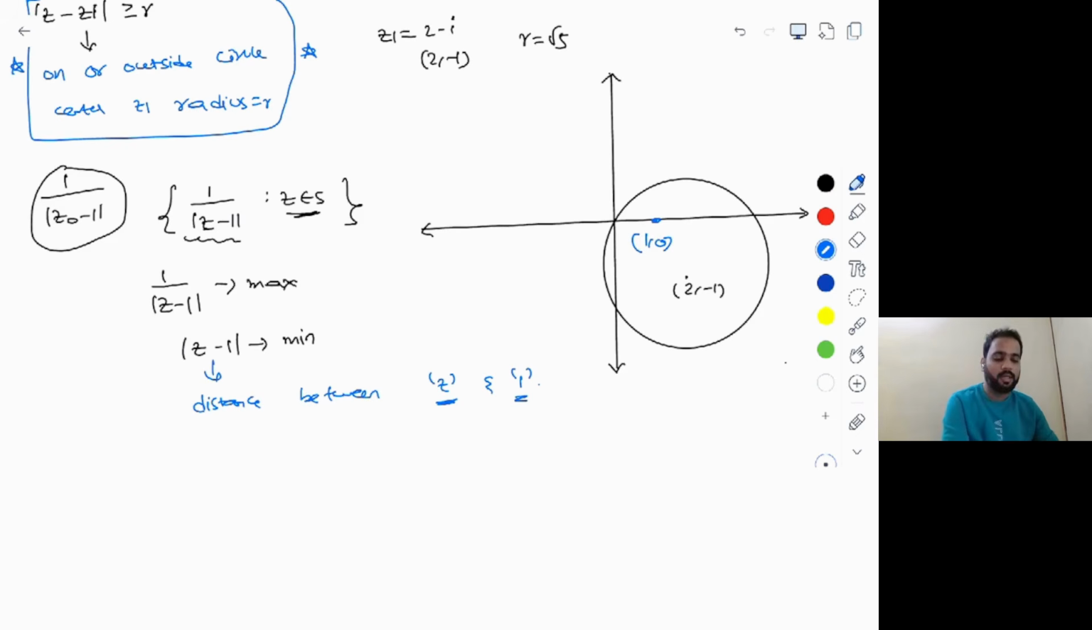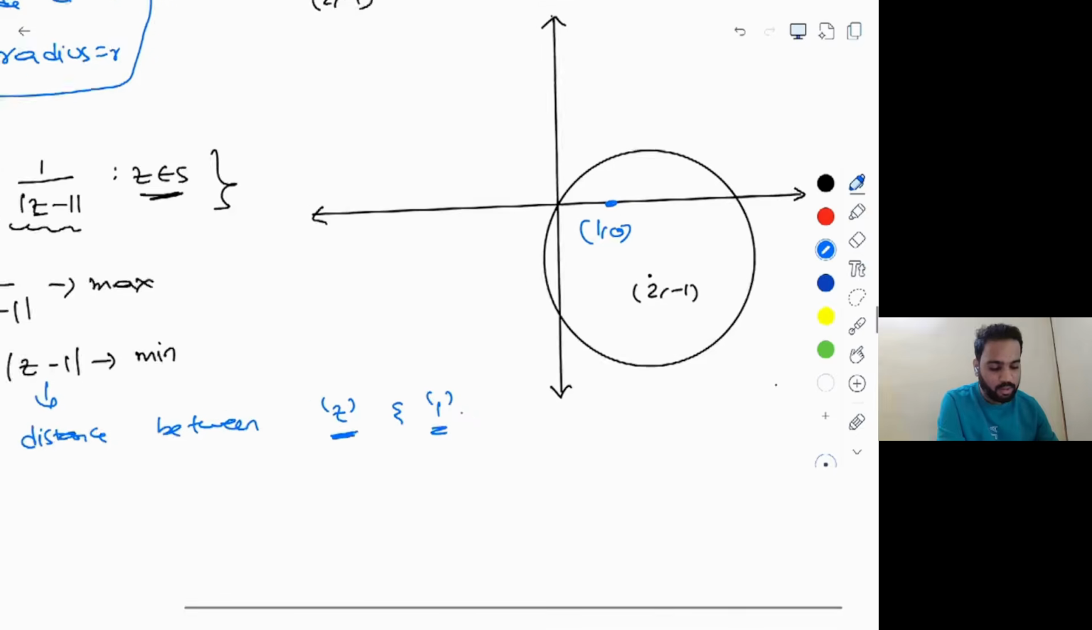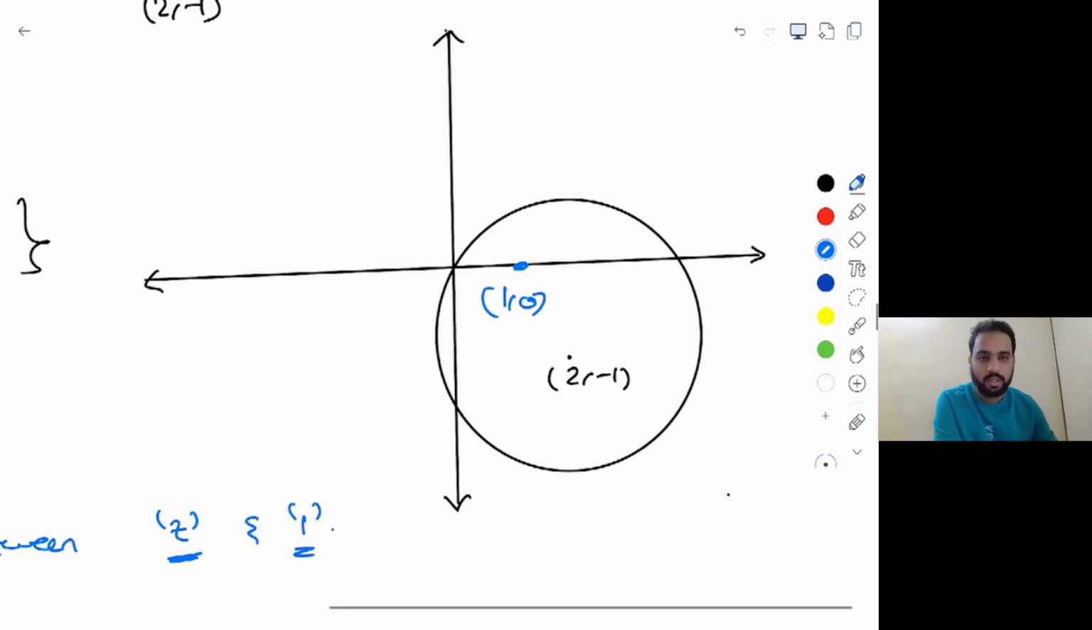Okay. Now let's try to analyze the diagram here. Now the question is completely based on the diagram. Z is a point which is moving on or outside the circle, whereas 1 comma 0 is a fixed point on the real axis here. Now we need to make sure that the distance between that variable complex number z, which is on or outside the circle, and the complex number 1 comma 0 is minimum.